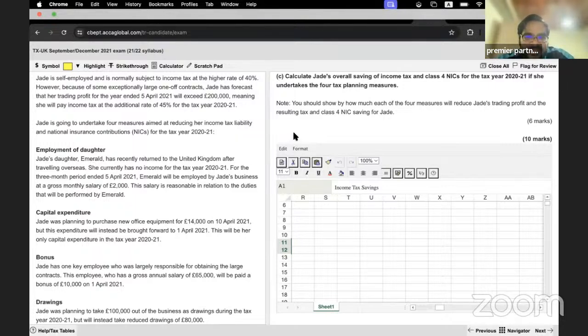Good. Then the next one, the bonus. What kind of an impact will this bonus create? What would be the impact that this bonus is going to create on the tax adjusted trading profit of Jade? Increase the trading profit. Okay.